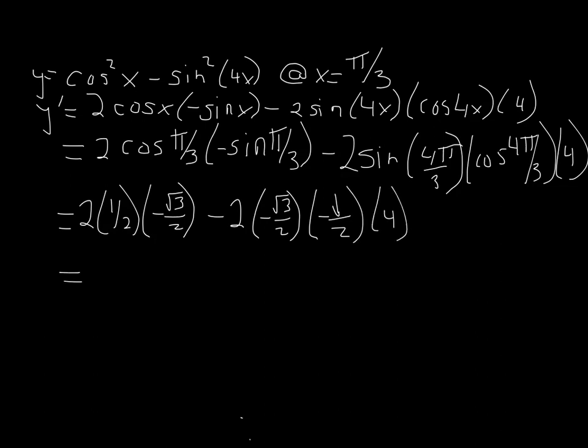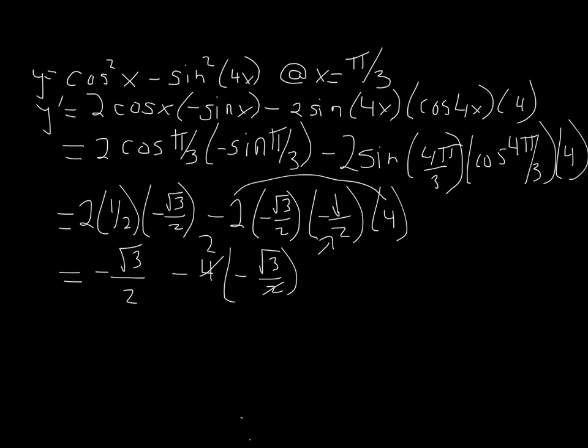And so working it all out, we get negative root 3 over 2 here. And then what do we have? Negative 2 times 4, I can multiply those guys and get 8. Multiply that by the negative 1/2 gives me negative 4. And so I've got negative 4 multiplied by root 3 over 2. And the 2 and the 4 can reduce. So this is what I end up with.